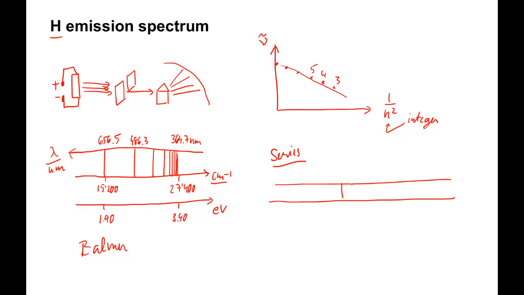There was the Balmer series in the visible range, and then there was the Lyman series in the UV range. The first series in the infrared was the Paschen series. All these series of emission lines can be modeled with a single formula, the Rydberg formula.